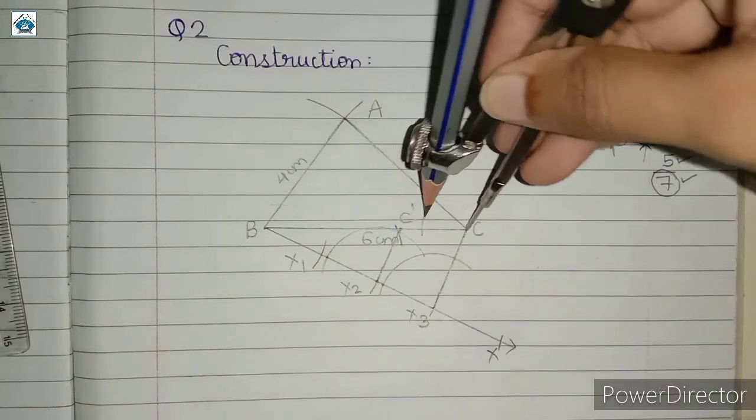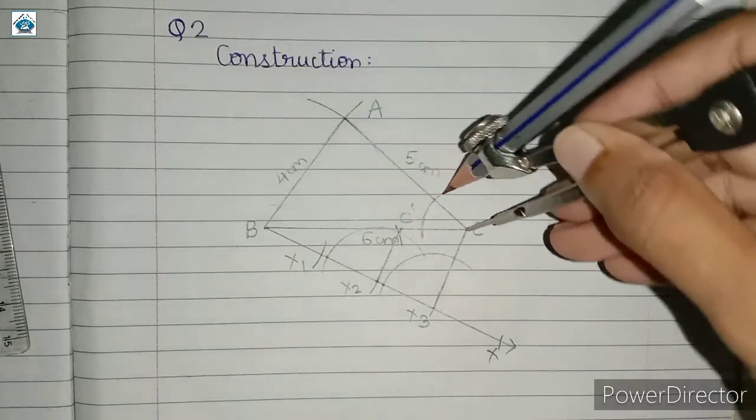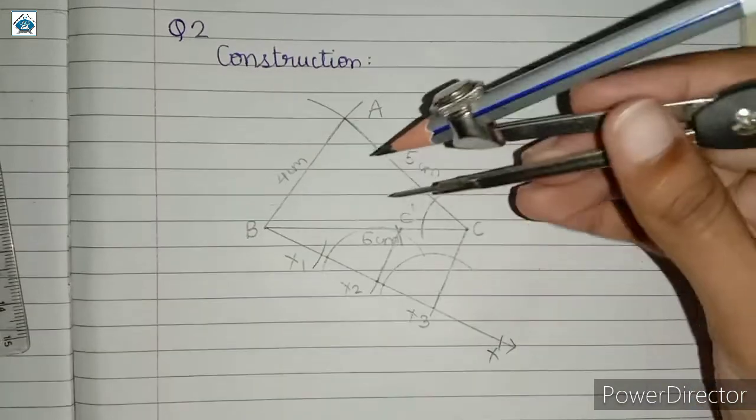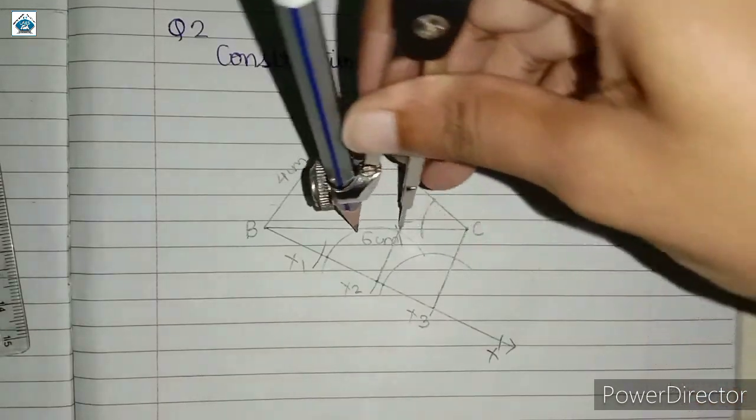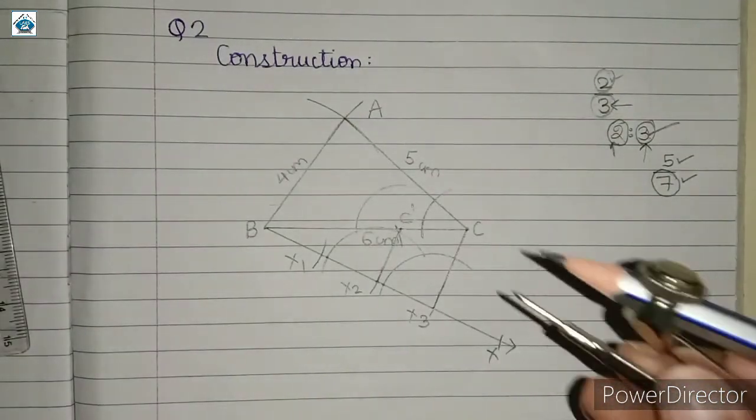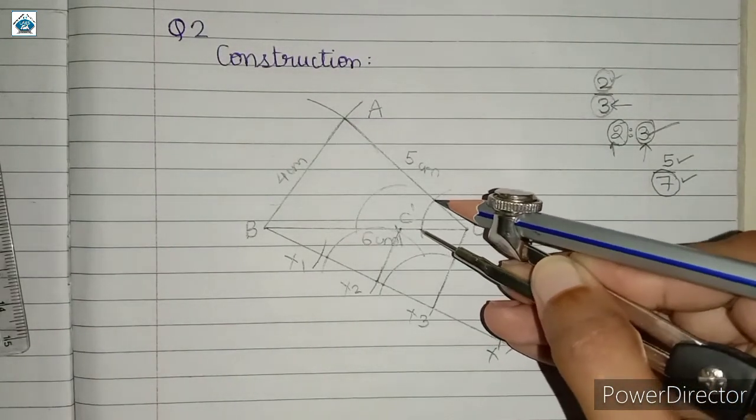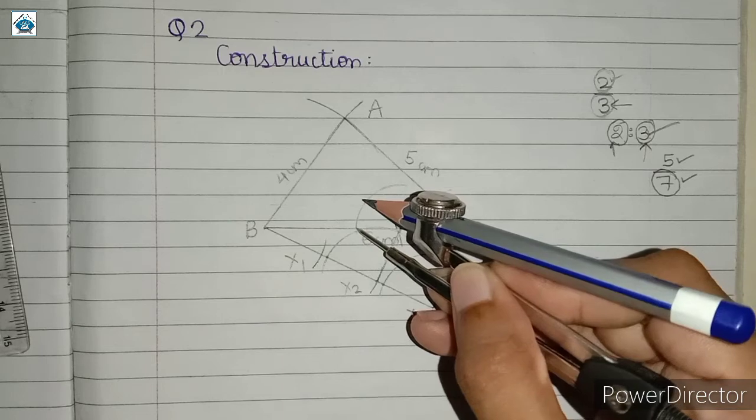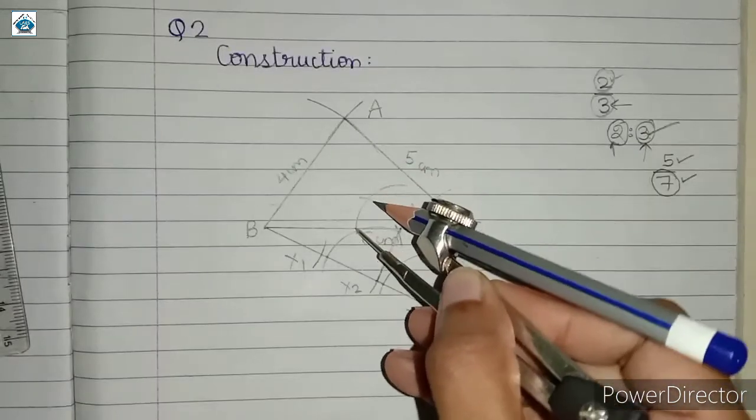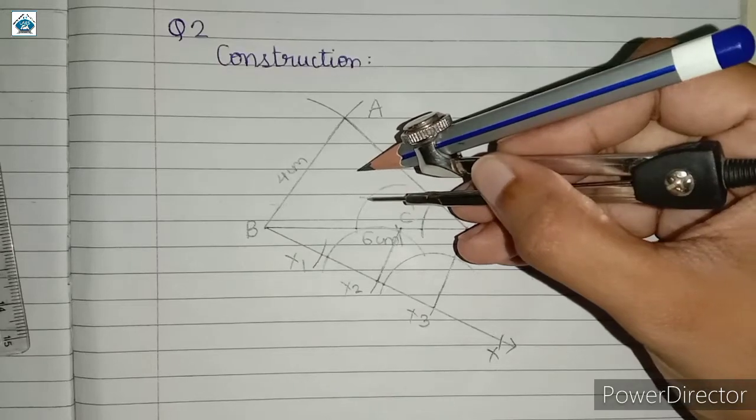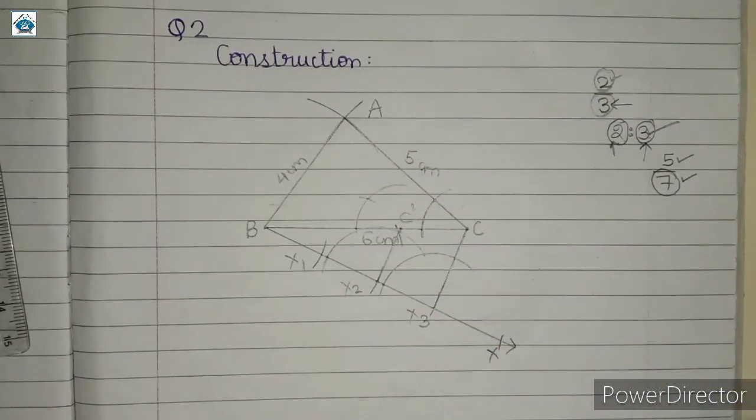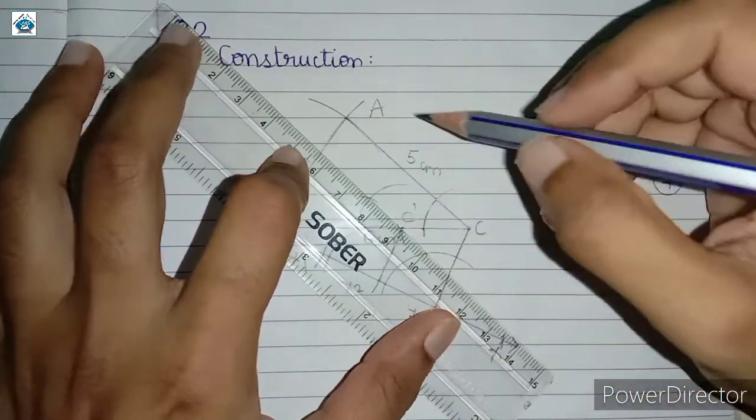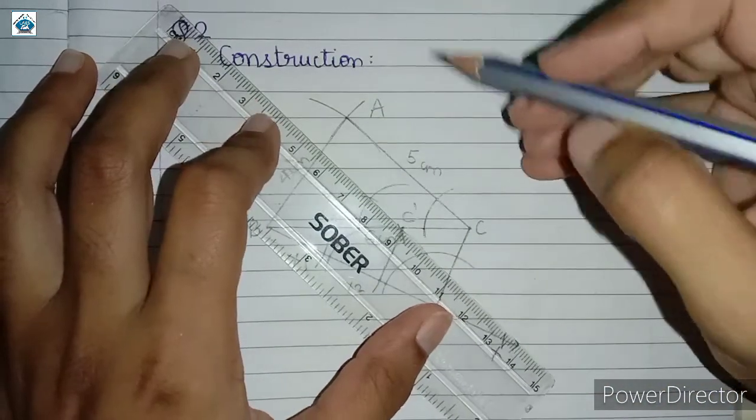Here take a fixed measurement as the radius and draw an arc to intersect AC and BC. Without changing this distance, taking C as the center, you need to draw another arc like so. Now measure this distance, the distance of the intersection, and keep it at the point of intersection and draw another arc, and here you will get another point which you need to join with C dash and extend it to intersect side AB at point A dash.